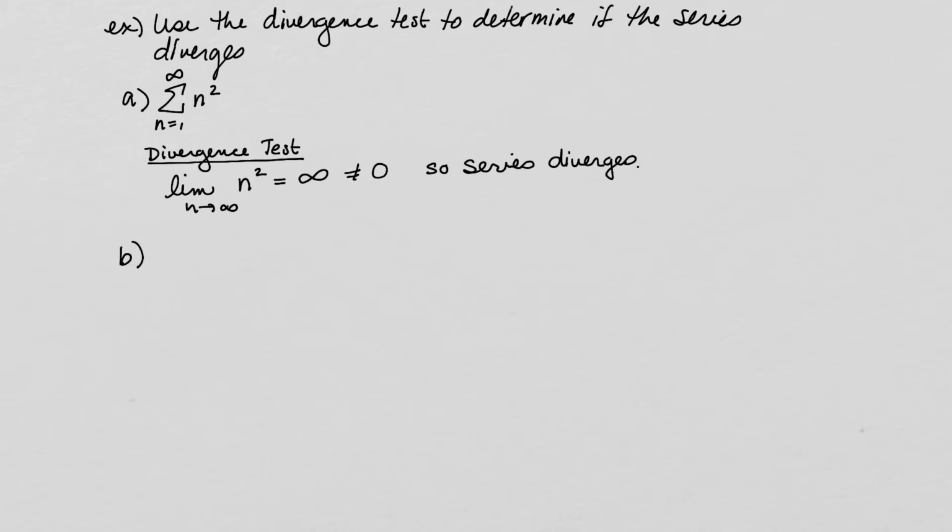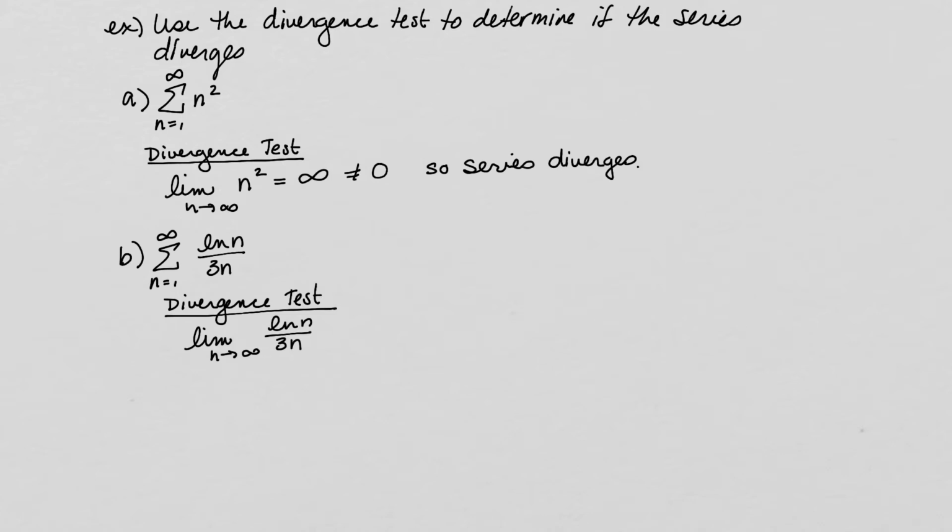So B, summation n equals 1 to infinity of the natural log of n over 3n. Again, I'm going to use the divergence test. So we're going to look at the limit as n approaches infinity of the natural log of n over 3n. And if I plug in infinity, what happens here? Yeah, you end up with infinity over infinity.